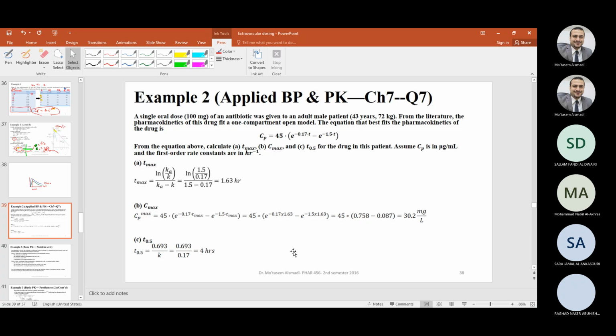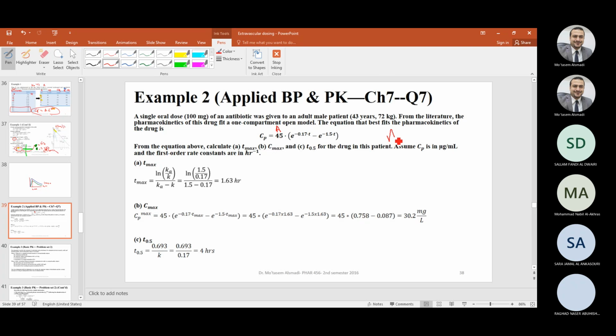And if I change the dose again to emphasize the concept, if I change the dose from 100 to 150, for example, which parameter will be modified in this equation? The 45, which is the intercept. This is the 45, which is equivalent to what? Capital A, right?